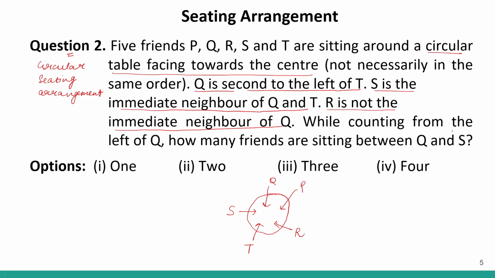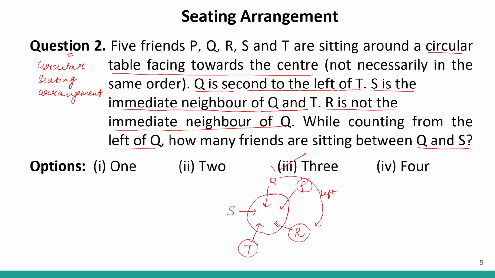Now, while counting from the left of Q, so this is Q. Q's left will be this side. This will be the direction of left. So while counting from left of Q, how many friends are sitting between Q and S? That we have to tell. So between Q and S, from the left of Q, we have 1, 2 and 3 friends. So my answer will be option number 3, 3. If we had to count from right of Q, then we have no friends between them. None. But from the left of Q, we have 3 friends.